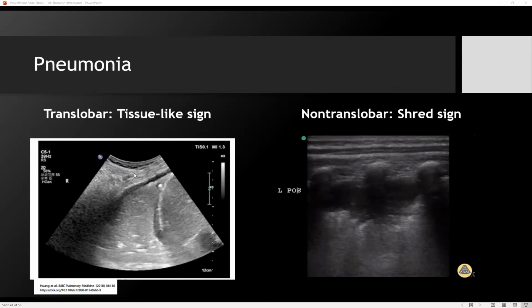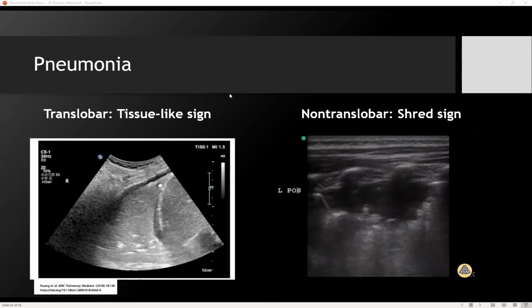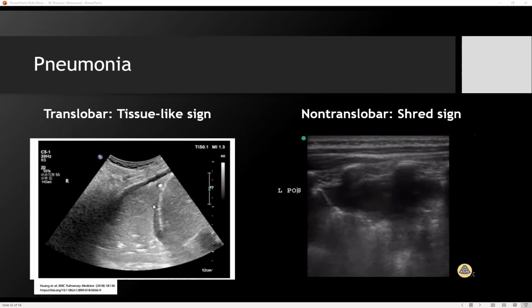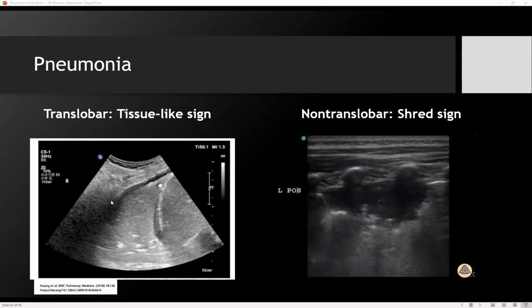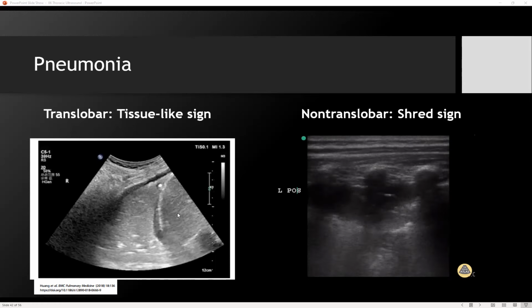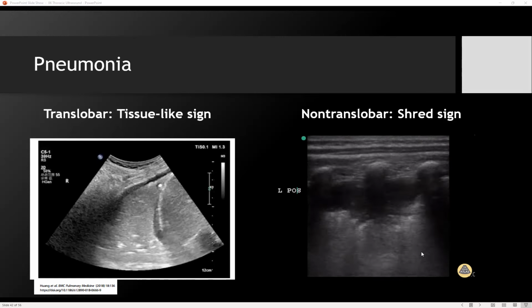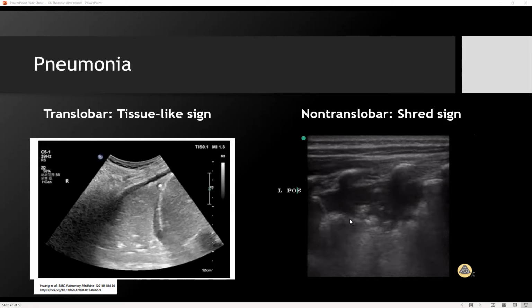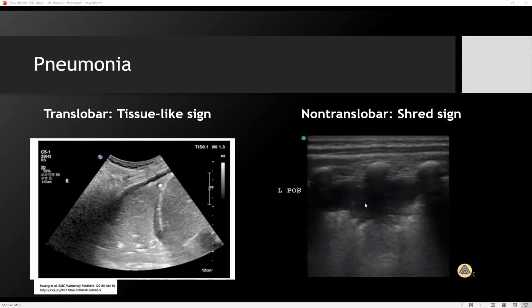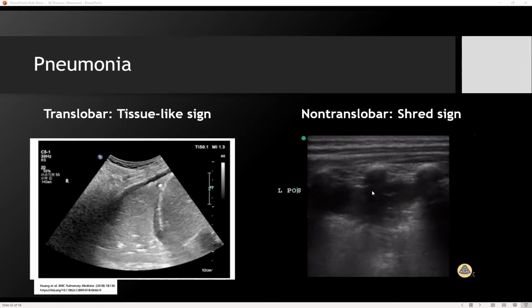Lung ultrasound for pneumonia. Dr. Lichtenstein also identified these findings. If you have a translobar pneumonia, you get what's called the tissue-like sign. So the whole lung looks almost like a liver, like hepatization of the lung. And if you have a non-translobar pneumonia, just in one spot, sometimes a partial lobe, then the rest is normal lung. And you get this sort of shred-like sign where it looks like someone's eaten into the lung. I generally don't clinically distinguish between translobar and non-translobar pneumonia.